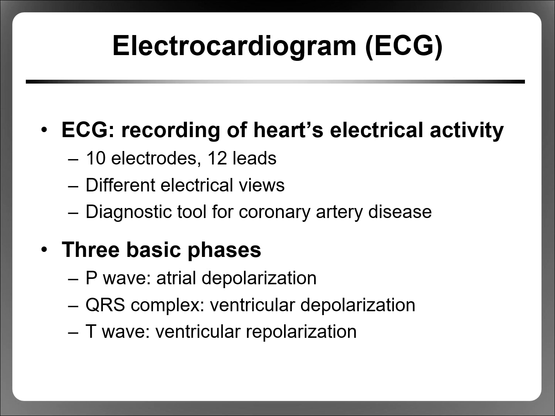Typically, we use this as a diagnostic tool for any heart arrhythmias, electrical activity dysfunctions, or coronary artery disease. When you look at an ECG or an EKG, there are three basic waves we pay attention to. The P wave, which is going to represent atrial depolarization, the QRS complex, which is our ventricular depolarization, and then the T wave, which is our ventricular repolarization.